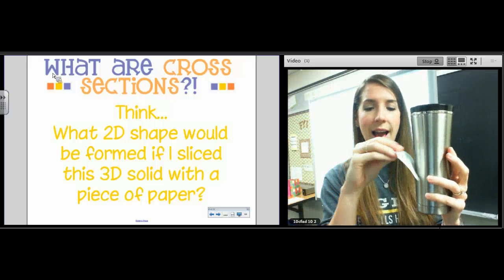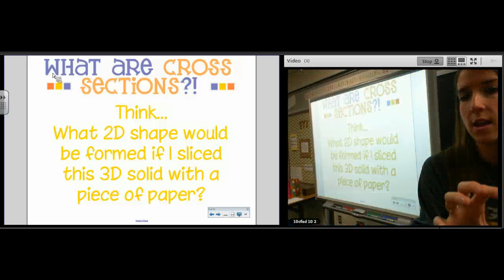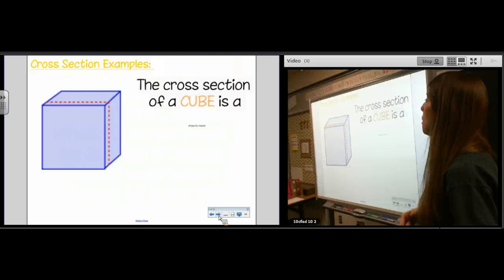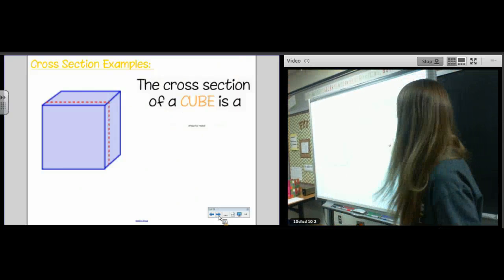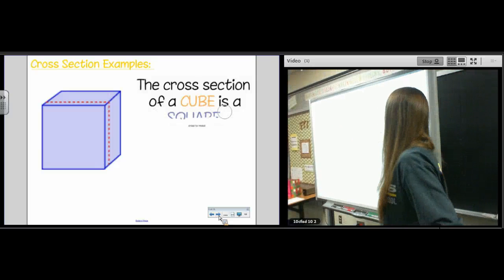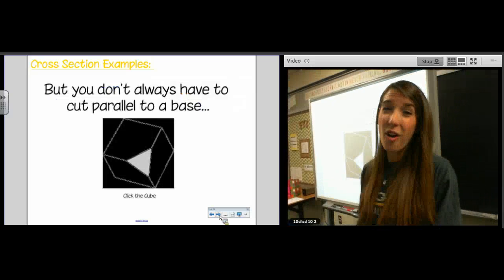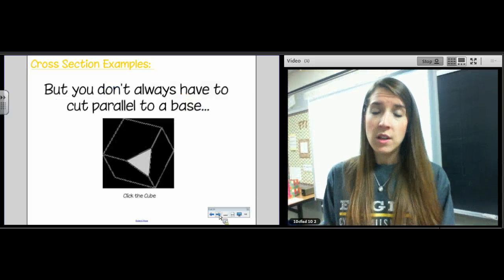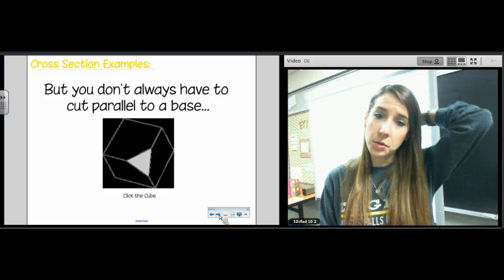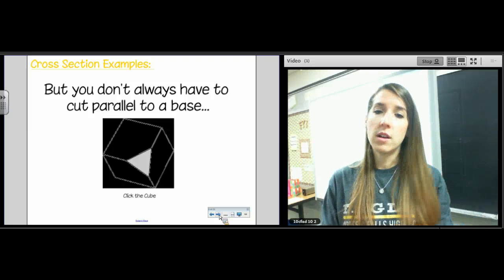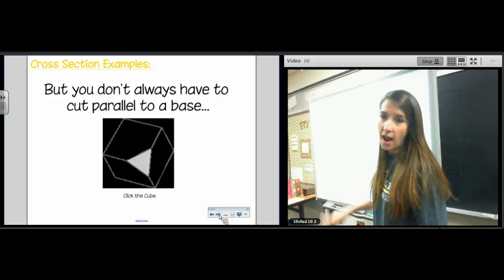When you slice through the cylinder, what 2D object will you be staring at? It would be a circle. The cross section of a cube, I know I'm babying you and this is really easy, is a square. But you don't always have to cut parallel to the base. We might ask you what all the possible shapes are that you could come up with in a cross section. If I take a cube and slice it diagonally, I could get a triangle. I don't have to get a square.